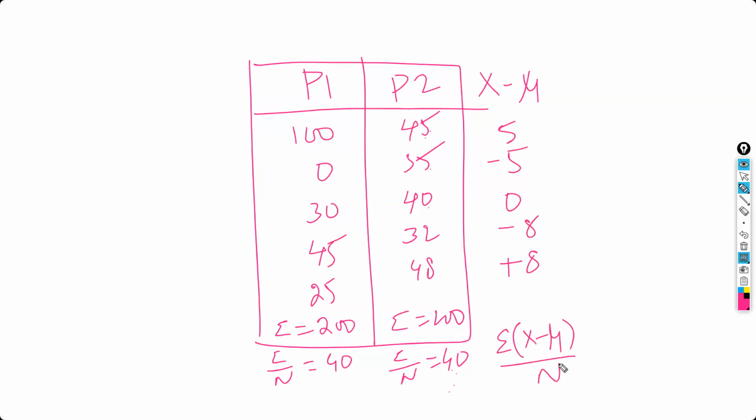I told you, mean means just this one. This is called sigma by n, the mean. Now, whatever column you are having, write that column here. If it is deviation, then deviation; if single, then single, whatever it is.